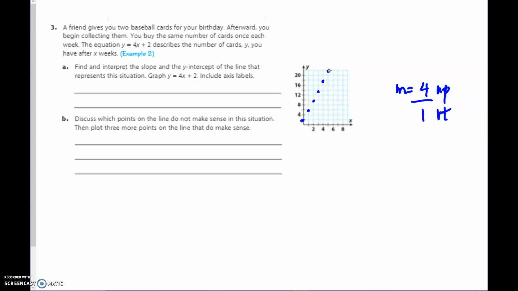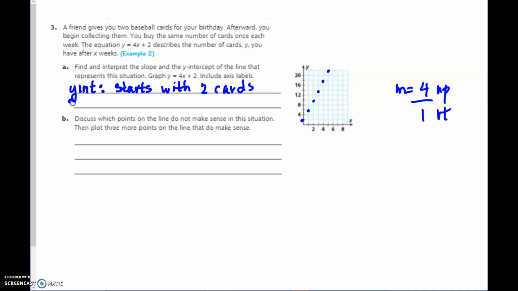He doesn't just buy 3 one week and 7 the next week. He's buying 4 cards every week so that he has a constant rate of change. So the Y-intercept means it's the initial value, and that he starts with 2 cards. Okay, that's what his friend gave him. So he starts with 2 cards.